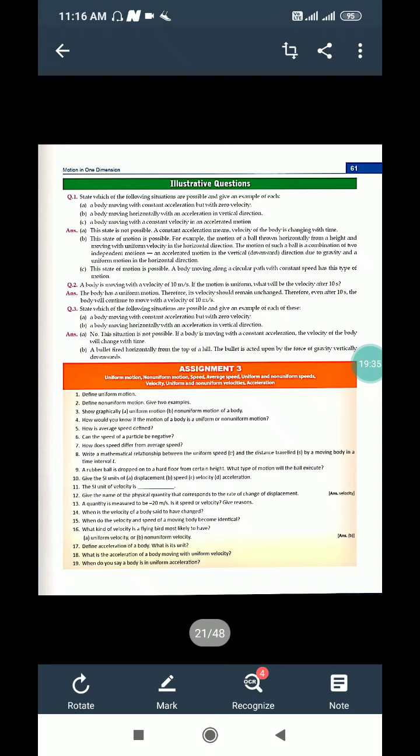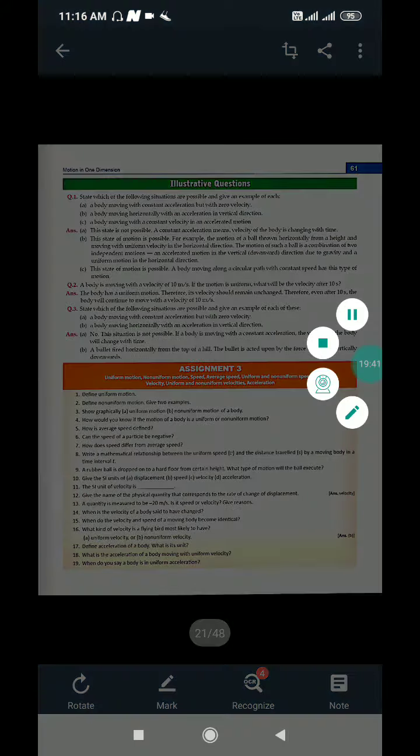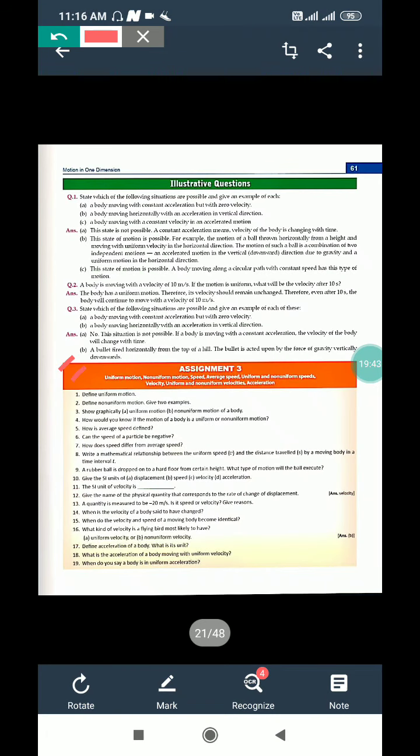So we have completed our assignment number 3, that means speed and velocity. So you have to do these exercises, this assignment number 3, at your home.